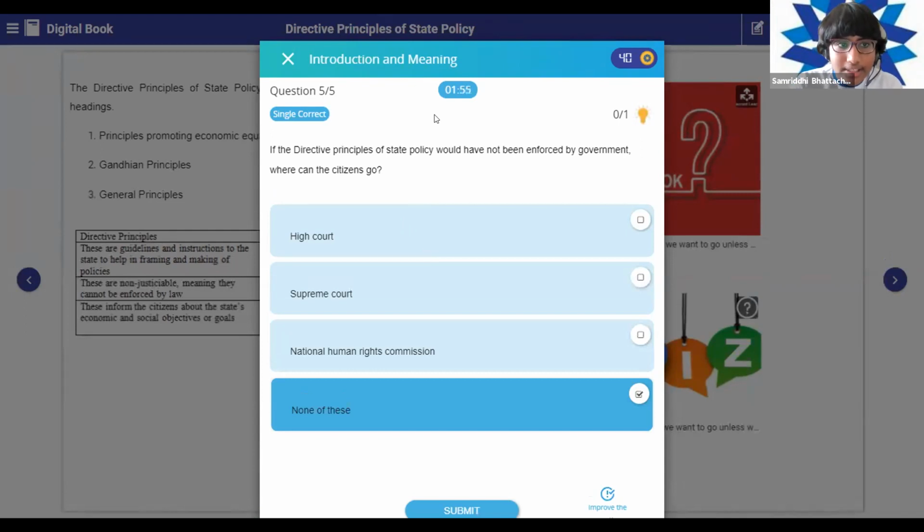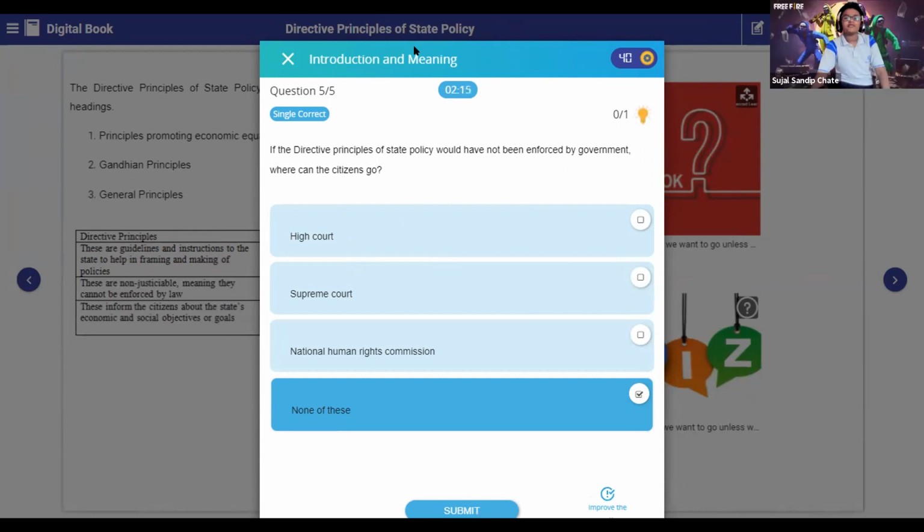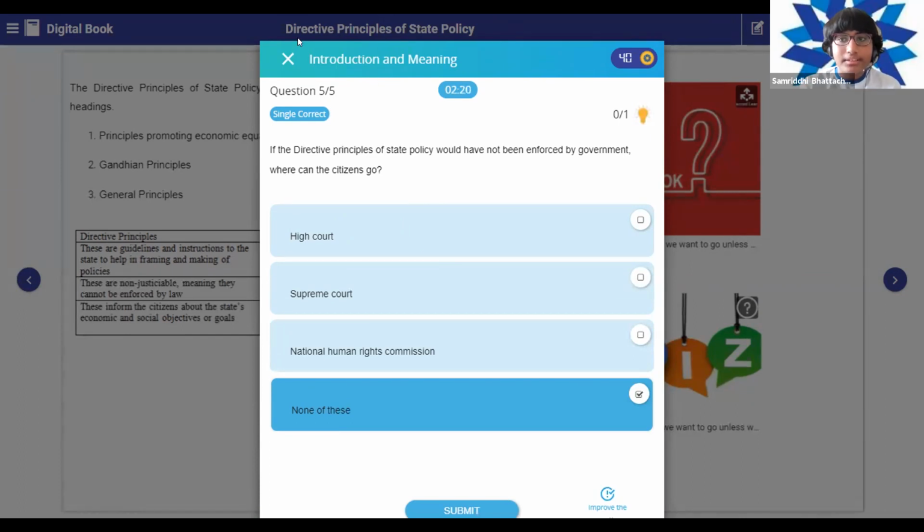Ma'am, because it is clearly written in the definition and it is also given in the text that if people do not follow the directive principles of state policy, or if they are not enforced by the government, one can take action against that. Right. Only fundamental rights, you can take action. Right. The directive principles have not been enforced. Therefore, it is none of this.